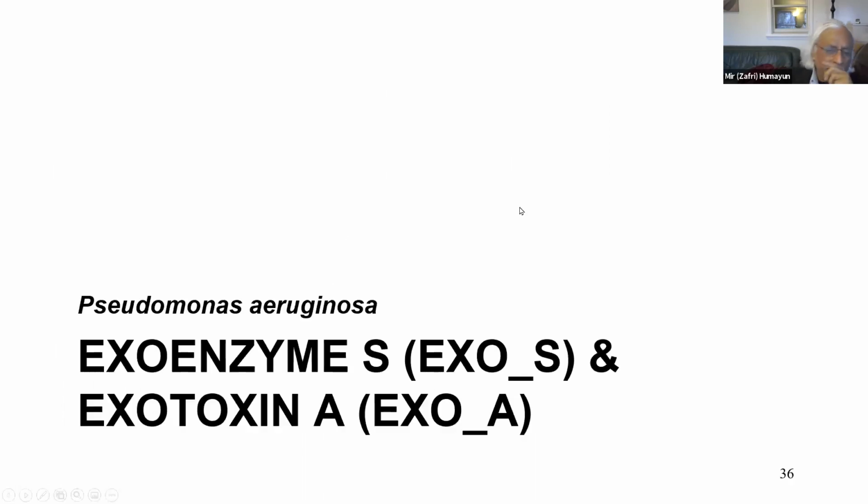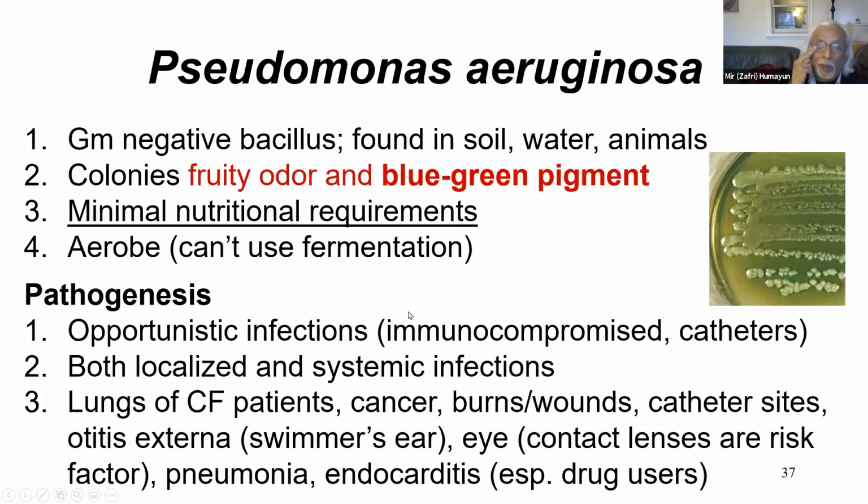Okay, Pseudomonas aeruginosa, the next organism, is actually an environmental bacterium. This bacterium only affects people with some sort of compromise, immune compromise, patients that have catheters, or patients who have cystic fibrosis and such. They produce many different toxins. Two we're going to consider here are exoenzyme S and exotoxin A. Okay. First, a little bit about the organism. It's a gram-negative bacillus. It's a soil organism found in soil, water, animals, and so on.